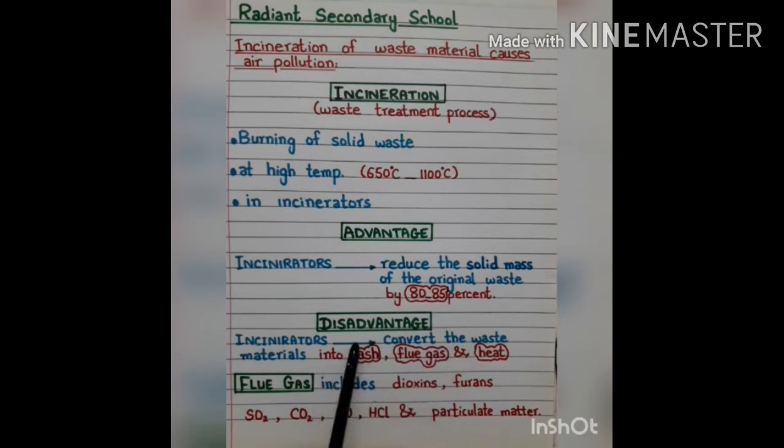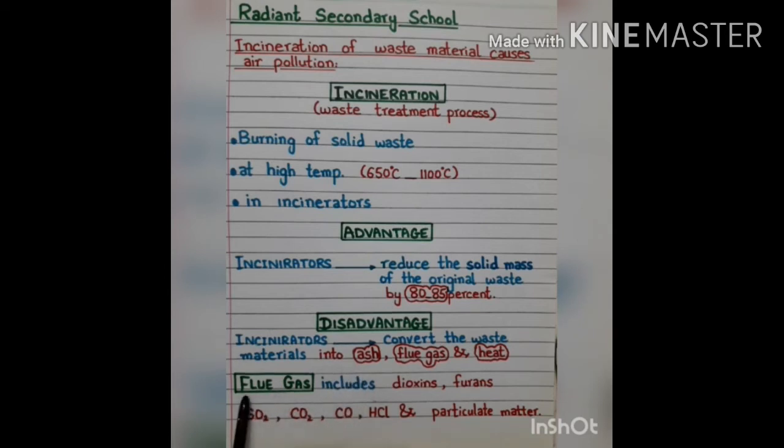Now disadvantage, incinerators convert the waste materials into ash, flue gas and heat. Ash is a solid remain of fire. It is non-aqueous, non-gaseous residue that remains when something is burnt. It is an air pollutant as well as it can cause different diseases like asthma, lung diseases and even cancer.